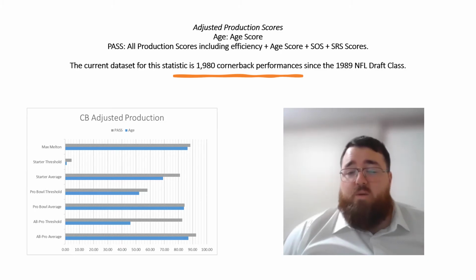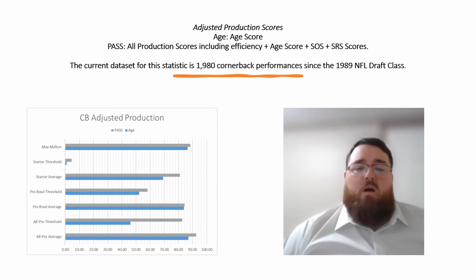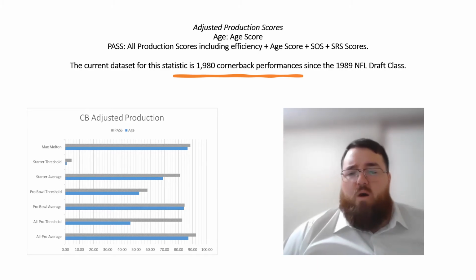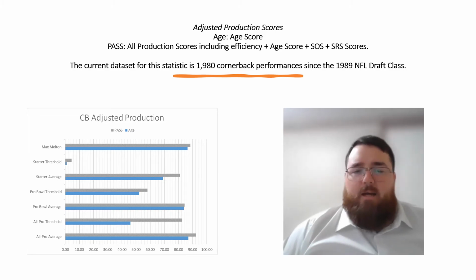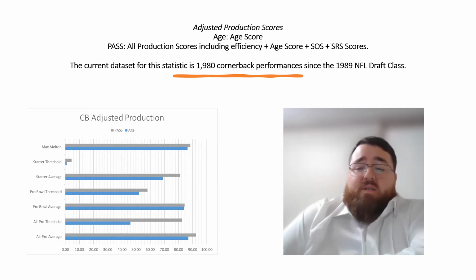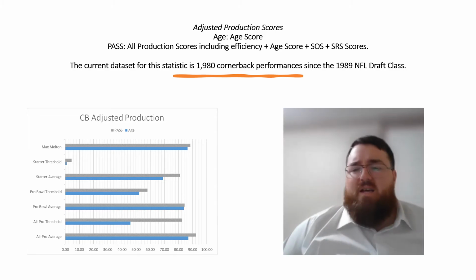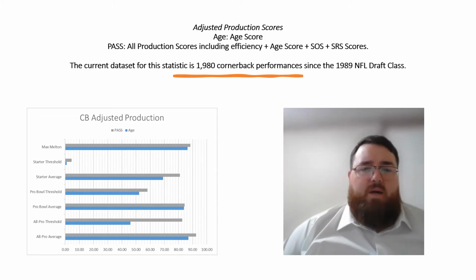His age score was close to the 90th percentile, and he also had close to a 90th percentile overall adjusted production score as well. So based on his overall data profile, I would say Max Melton tests really well. And I think he has a shot to be a starter. I think he's a good selection. I think there are some weaknesses in terms of his overall data profile, but he still has pretty decent all-around data.